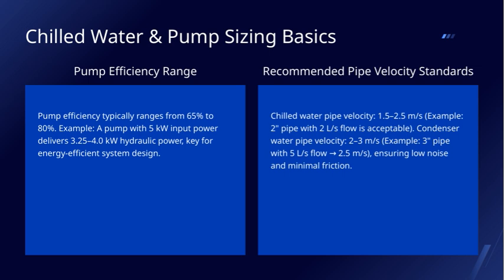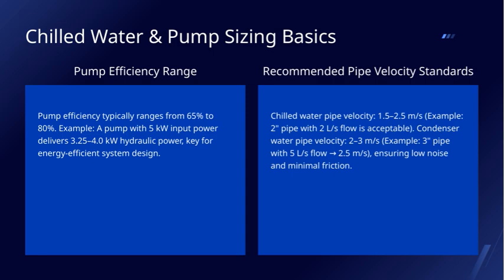Now, for the condenser water pipes, the recommended velocity range is slightly higher, about 2 to 3 meters per second. To illustrate, a 3-inch pipe carrying around 5 liters per second would have a velocity of roughly 2.5 meters per second, which is ideal. Keeping the flow within these ranges is crucial for low noise operation and efficient pumping.